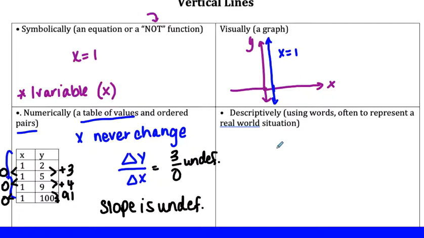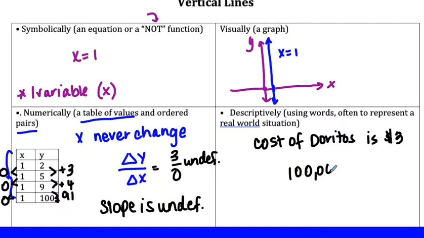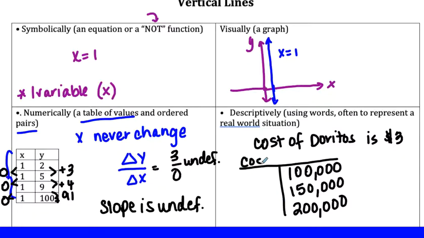So descriptively, meaning using words, this might be like I'm talking about the cost of Doritos, okay? Cost of Doritos is, I don't know, $3, okay? And over a 3-week period, the amount that I sold was 100,000 Doritos in week 1. In week 2, I sold 150,000 Doritos. In week 3, I sold 200,000 Doritos.